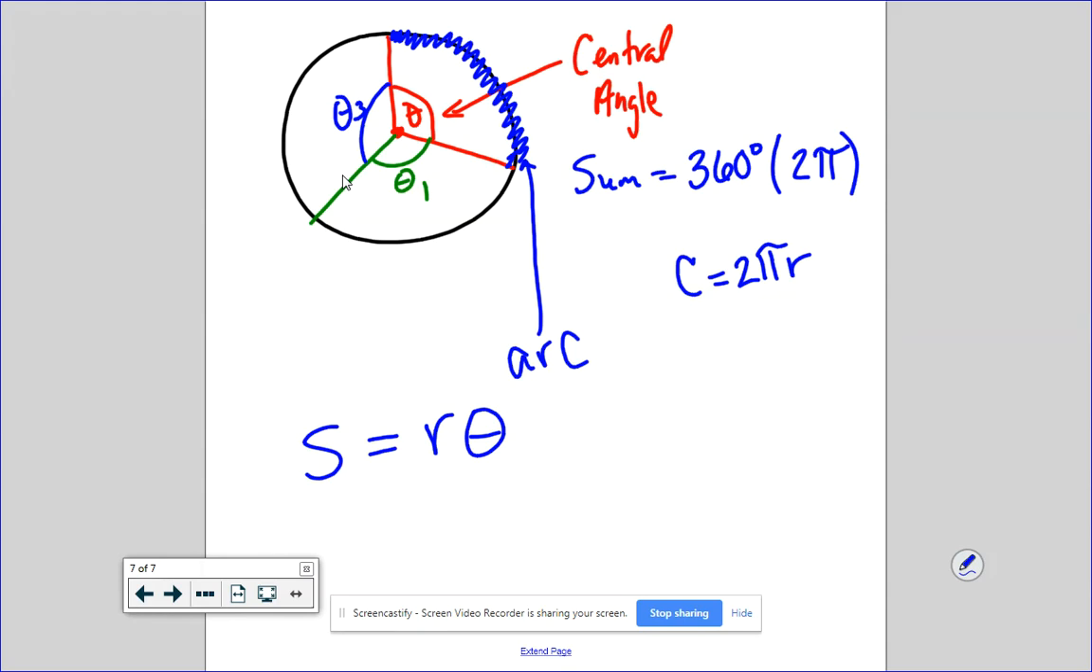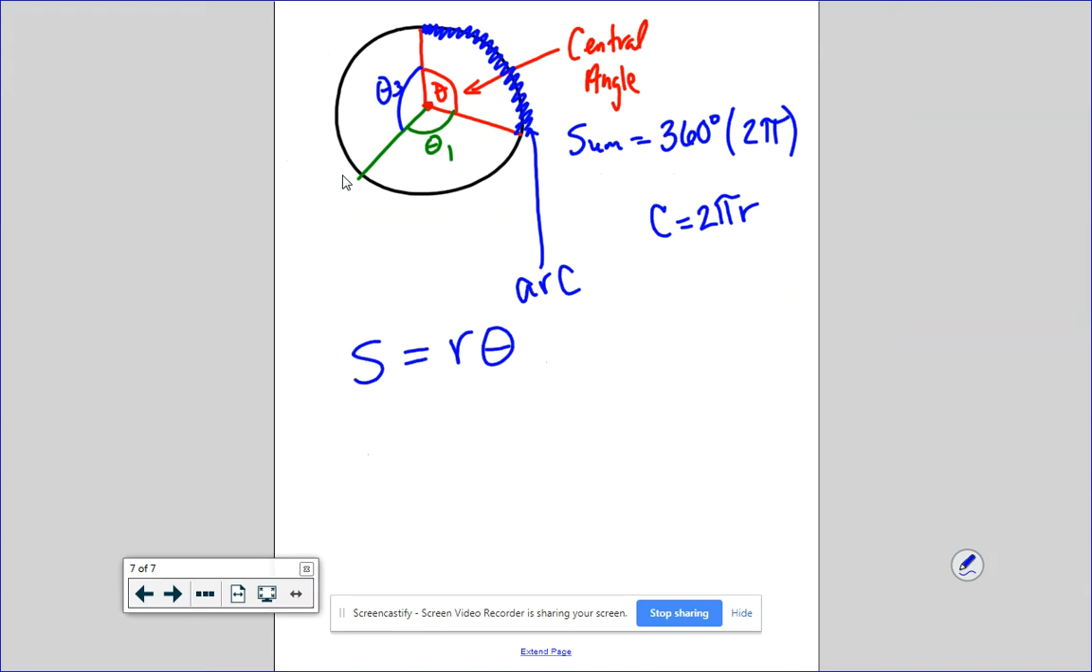So if I'm trying to find the length of this arc, for some reason, the symbol for arc length starts with the letter S, so we use S to denote arc length. And then it is the radius times theta. And whenever I give you an angle as theta, like in this case, you need to assume this is in radians.